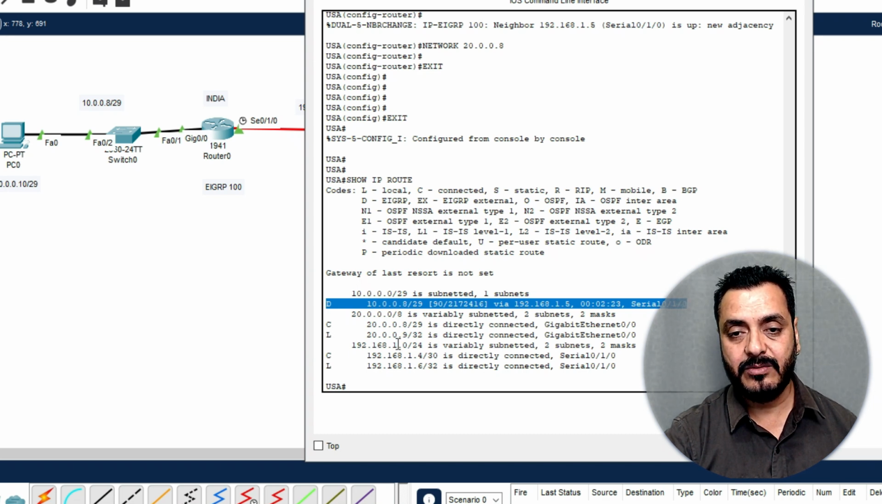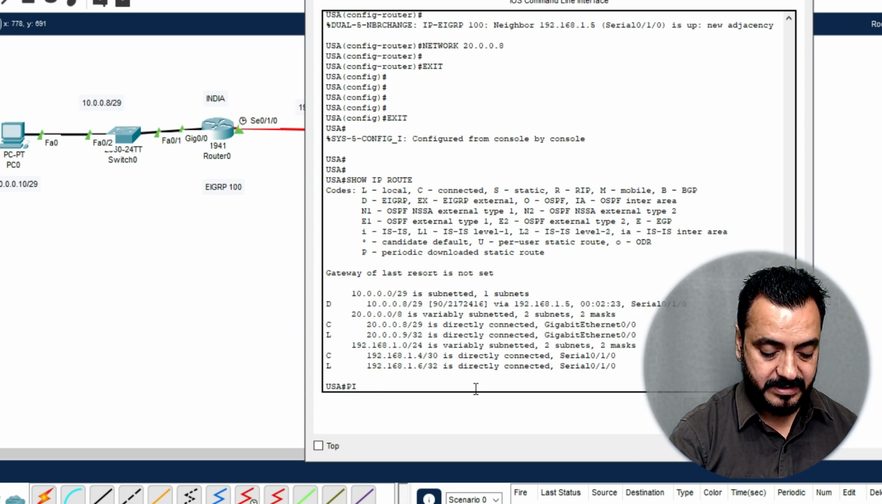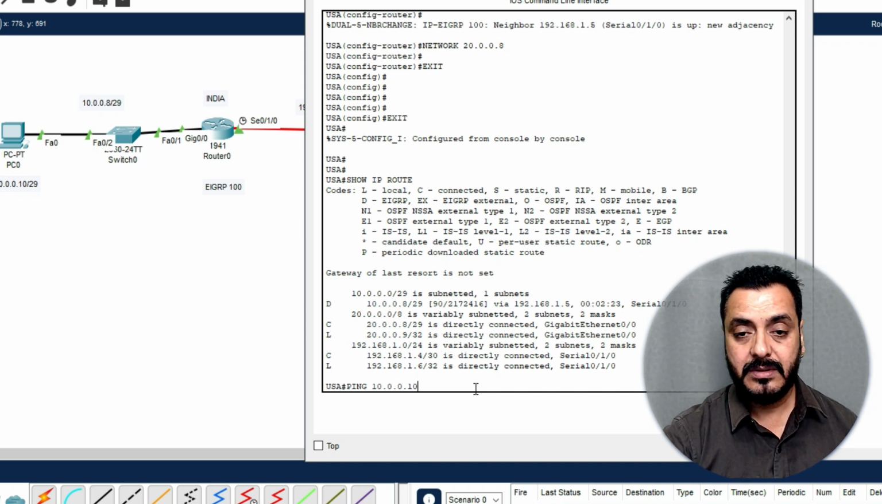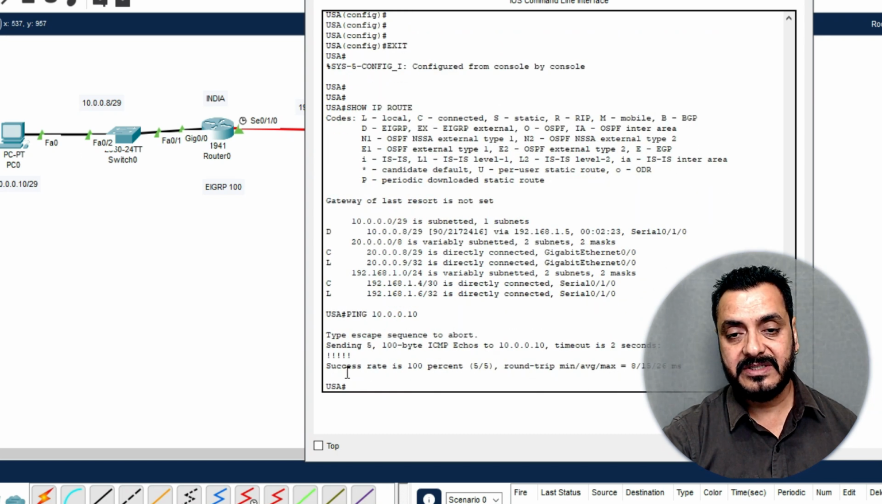So that means this network is now accessible from the USA router, and we can check this with the help of the ping command to 10.0.0.10, that is the first system we have over here. Now you can see the ICMP result: 5 sent, 5 received, success rate is 100%. So it is showing the USA router is communicating with the first end device successfully. It means our routing is working fine.